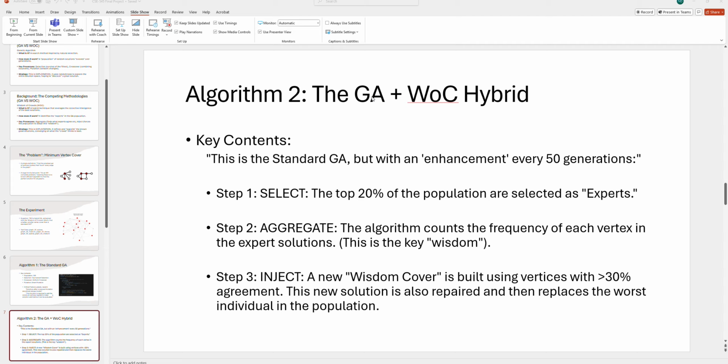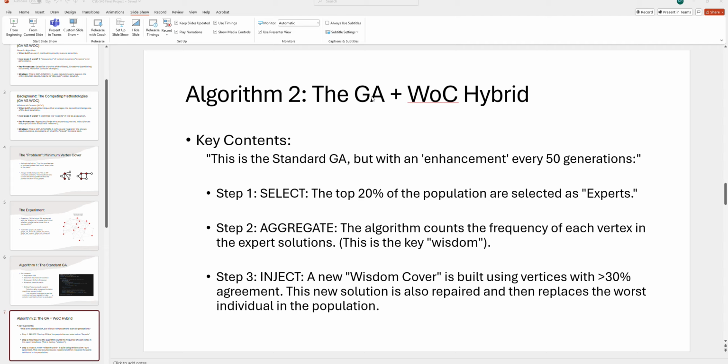Second, it aggregates its wisdom. So this is the core of the wisdom of crowds. My code iterates through all these expert solutions and counts the frequency of each vertex. For example, it might find vertex 15 appears in 90% of the expert solutions, while vertex 7 only appears in 10%. This count gives us a score of how essential each vertex might be to the solution.